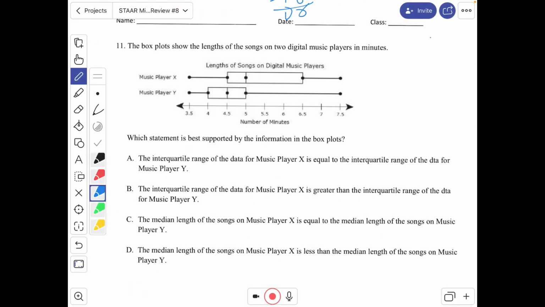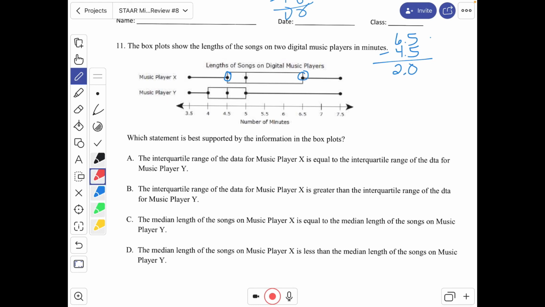Number 11. The box plots show the length of the songs on 2 digital music players in minutes. Which statement is best supported by the information in the box plots? Choice A says the interquartile range of the data for music player X is equal to the interquartile range of the data for music player Y. To find the interquartile range, we look for those middle dots and subtract. So for this one, it was 6.5 minus 4.5, which is 2.